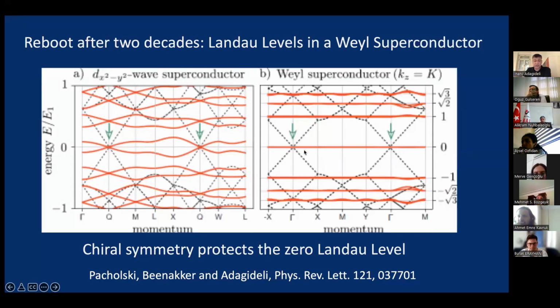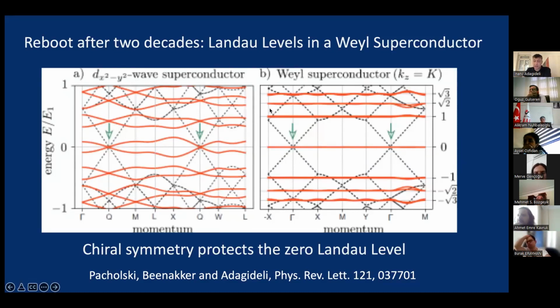Now we put in the magnetic field. You see that the unperturbed state looks very similar to D-wave, but the moment you turn on the magnetic field, you see that very nice flat bands are forming. You see that at higher levels, the protection doesn't extend. So the protected level is actually the 0th level.